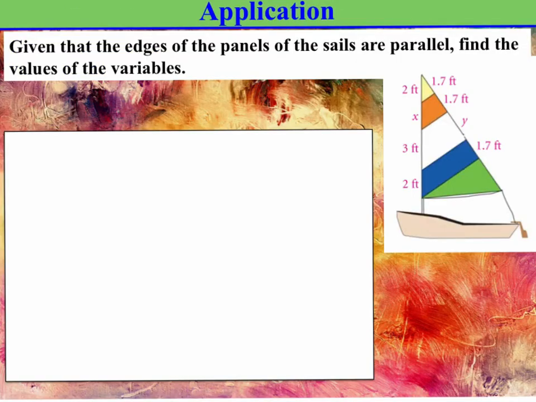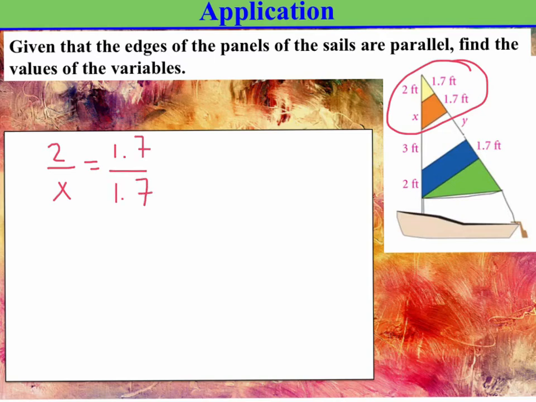So here is a triangle, and this is the actual application of the side splitter theorem, the corollary. Given the edges of the panels of the sails are parallel, so we're given that these are all parallel to each other, then find the values of the different variables. So we're looking at the variable x and the variable y. I'm going to section off the first top part with red, and I'm going to evaluate that part first. By the corollary of the side splitter theorem, I can do proportional sides. So 2 over x is the same thing as 1.7 all over 1.7. And I would cross multiply, and solve that x would equal 2.